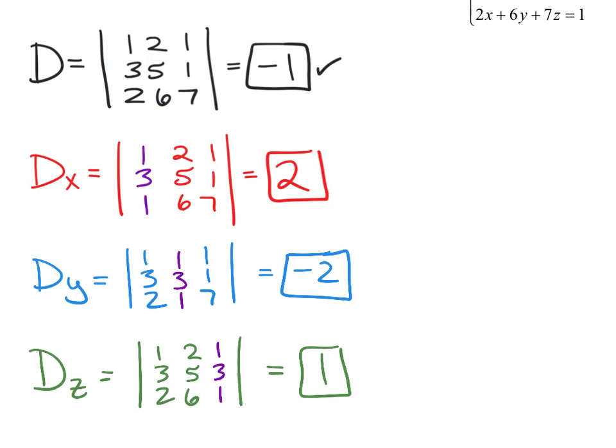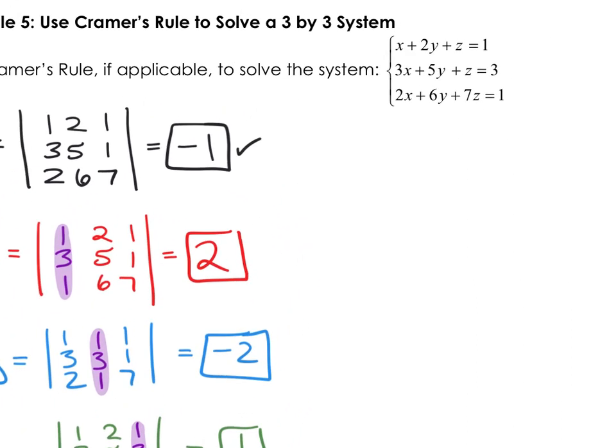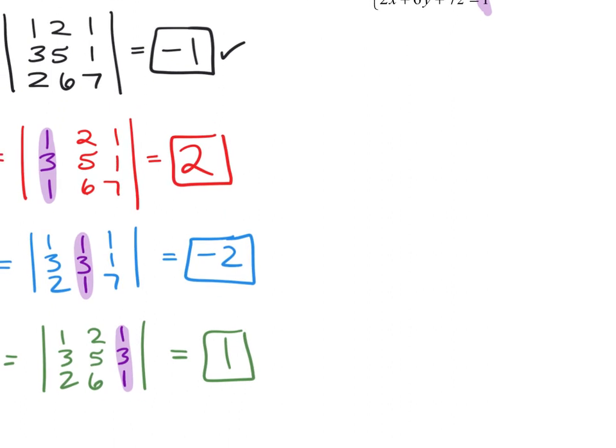So again, I know that's a lot of typing. And a great question that was asked is, where did I get the numbers 1, 3, 1 from, this column? Remember that we are replacing one column each time with the constants. So I got them from the numbers that are on the other side of the equal sign. They're going to be replacing the x's, the y's, then the z's for each of these determinants. And hopefully you got the same numbers as me. Do we all agree? Fabulous.